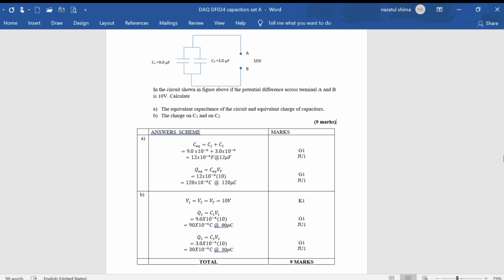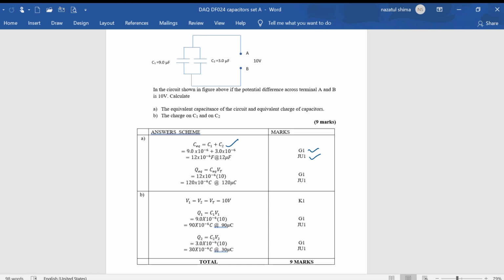Okay, A. The circuit shows capacitor arranged in parallel. So for the C equivalent, the formula is C1 plus C2. Okay, no marks given for the formula. And then we can substitute C1 with 9 times 10 negative 6 and C2 3 times 10 negative 6. Okay, so the mark is G1, means substitution for 1 mark. And then the final answer 12 times 10 to the power of negative 6 farads with unit. So 1 mark given with answer with unit.